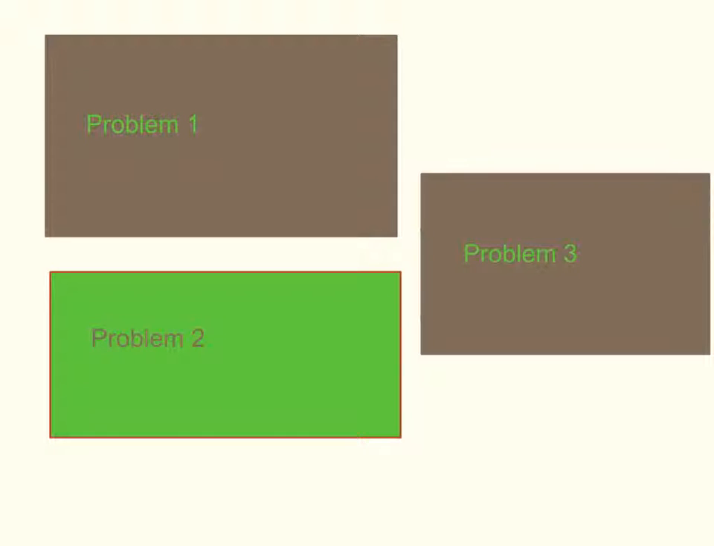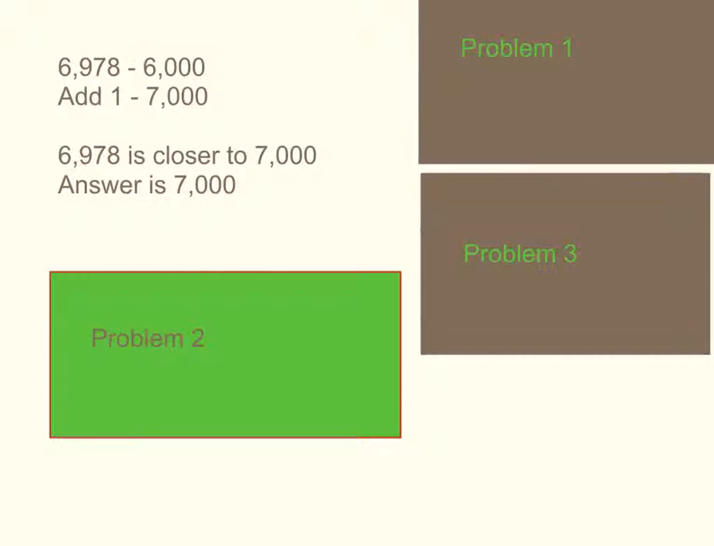All right, hopefully you did very well on this and you're ready to check your work. I've given you the solutions and you're just going to check along with me. For problem 1, 6,978, the lower number would be 6,000. We're going to take that 6, add 1, make it 7,000, and 6,978 is closer to 7,000. So the answer, rounded to the nearest thousand, would be 7,000. In this one we were lucky and it was the biggest place in the number.